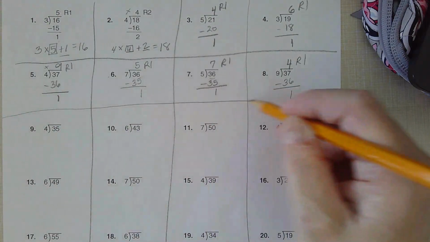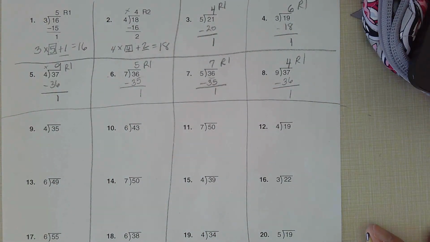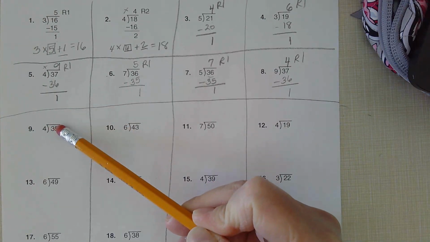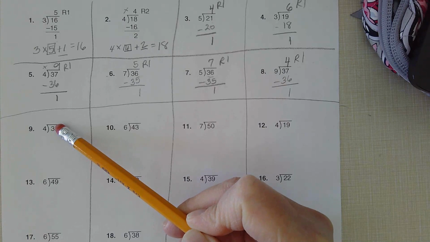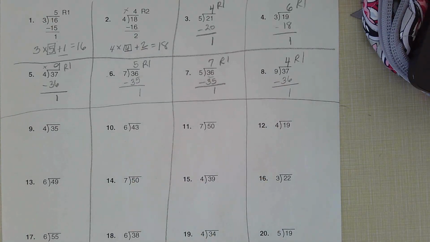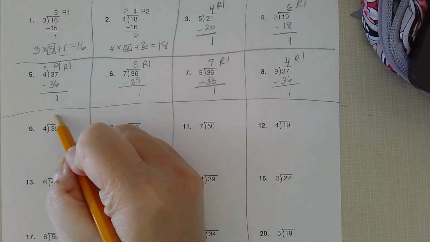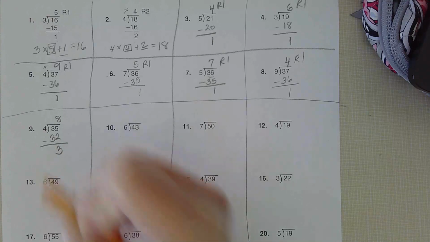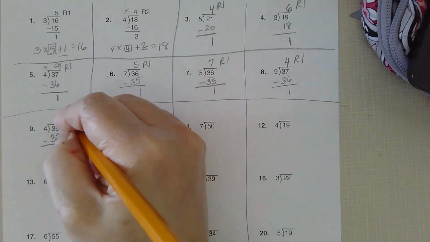Okay. Now, going on to number 9. Can 4 go into 35? No. Can 4 go into 3? No. Can 4 go into 35? Yes. How many times? 8. 8 times 4 is 32. We subtract, we get 3. So we're going to have 8 with a remainder of 3.